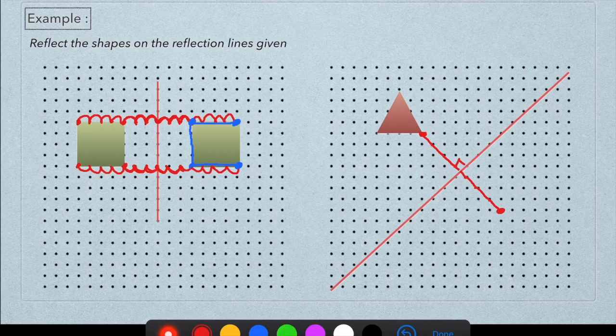Choosing the other corner. 1, 2, 3, 4, 5.5. Half, 1, 2, 3, 4, 5. And the third one, 1, 2, 3, 4, 5, 6.5. Right angle. Half. 1, 2, 3, 4, 5, 6. Do I have all the dots? Yes, I do. What is the time now? It's time to connect them.